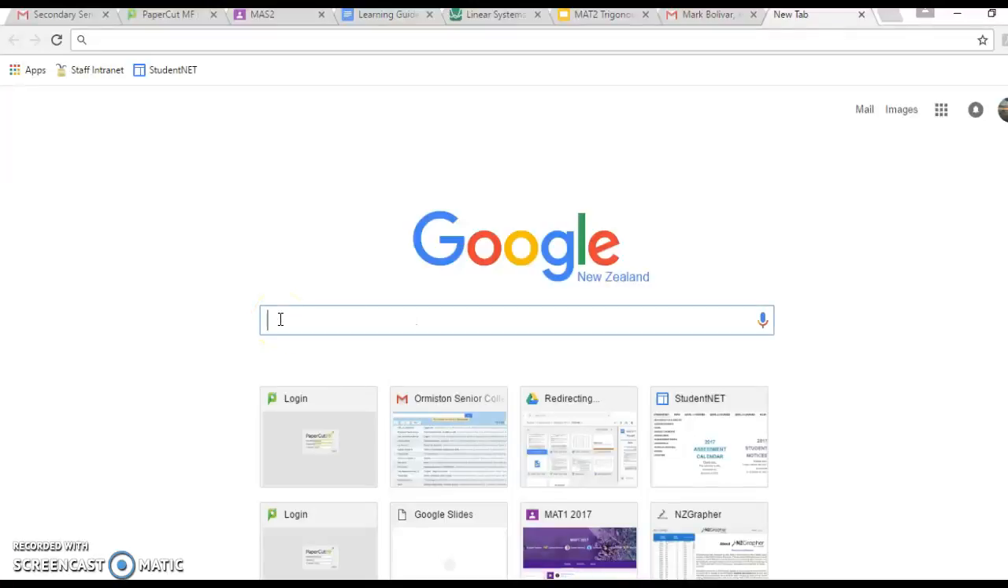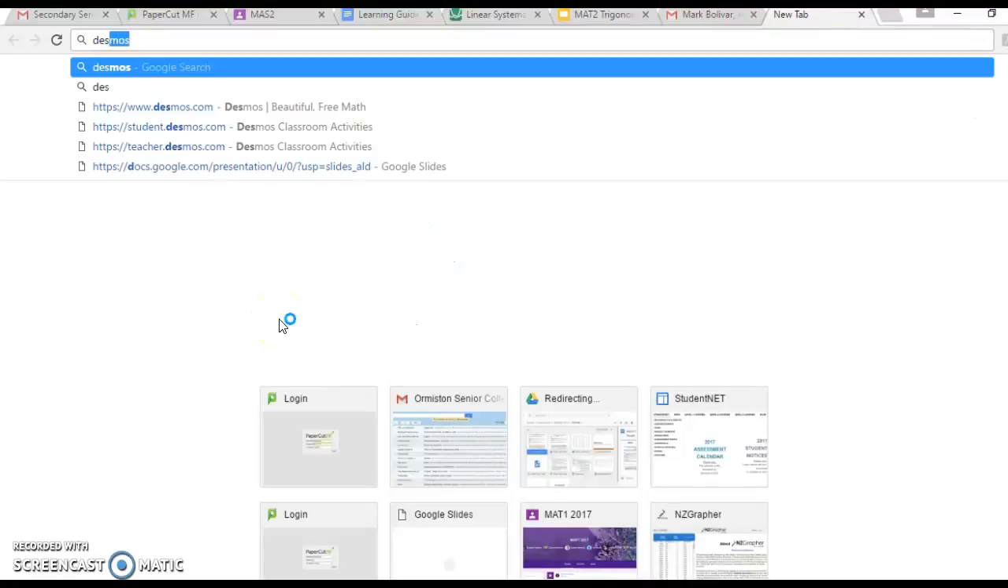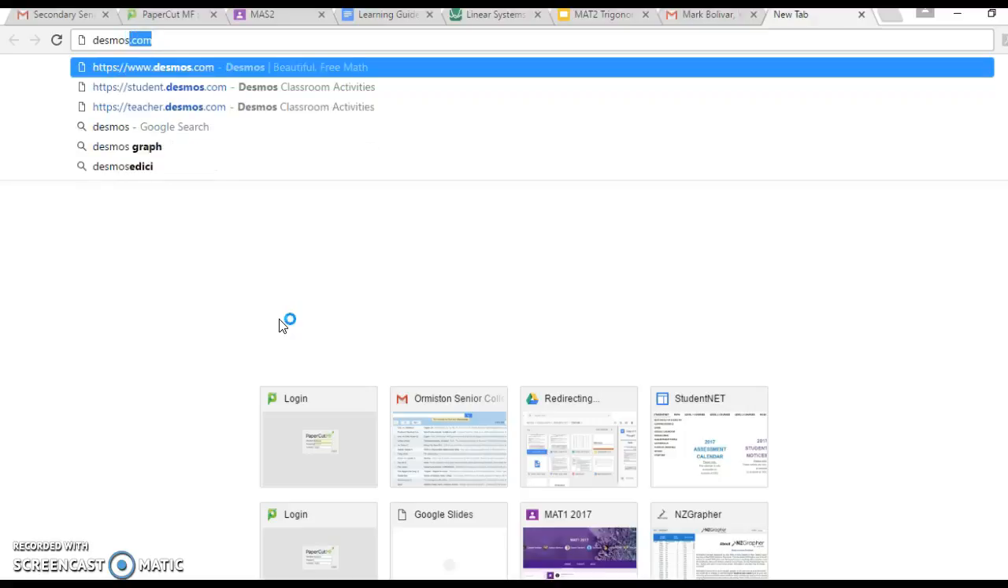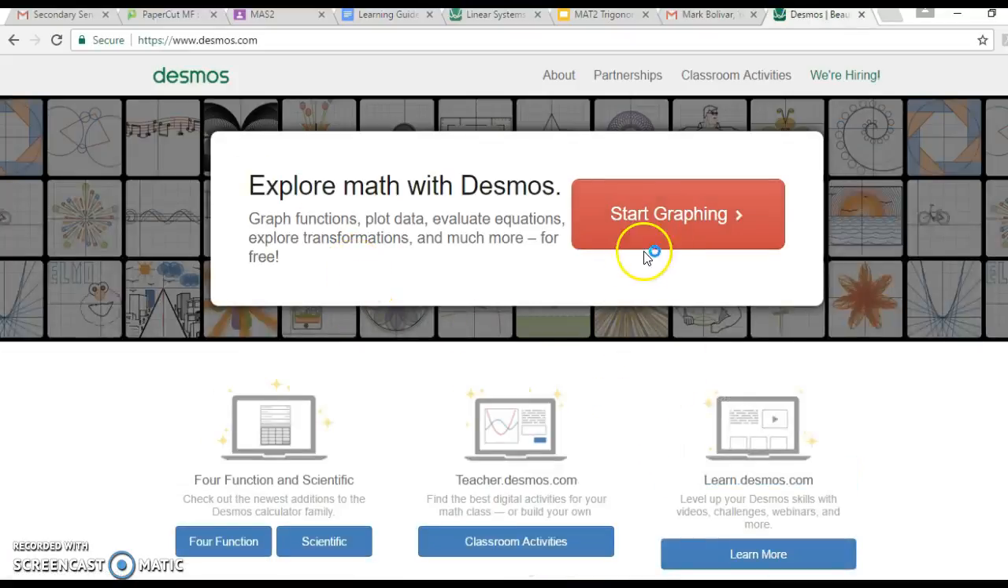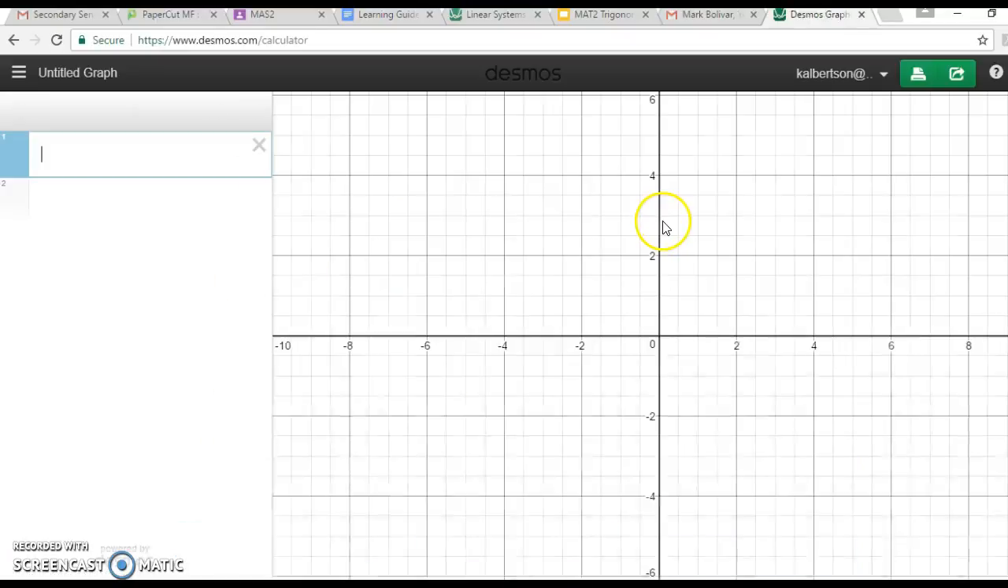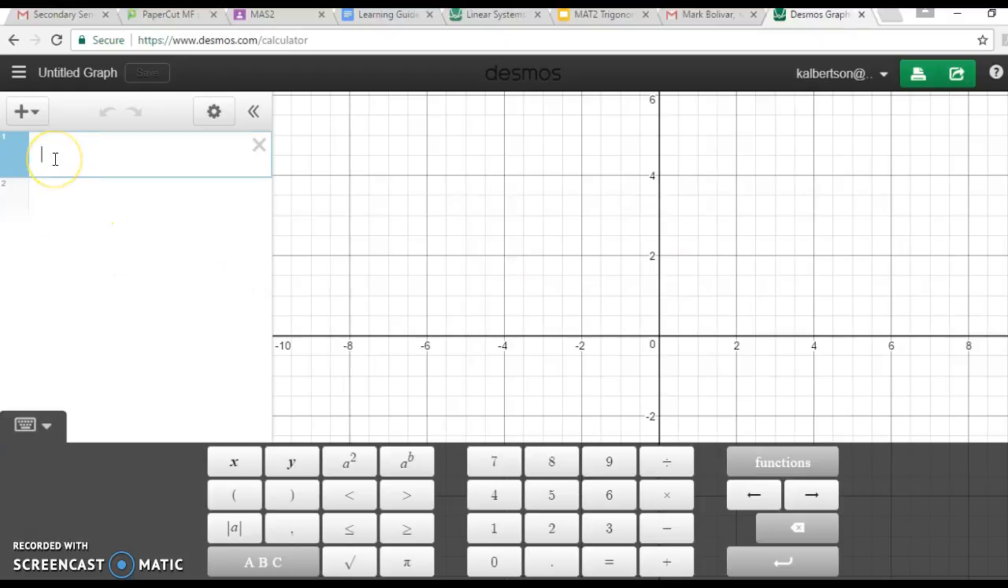So if you want to use Desmos to look at what happens to a parabola when you change things, then first of all locate Desmos and then start graphing, and we'll type in the basic parabola shape, and these wee things down here help you to type it in. y equals x squared. Okay, so the red one, y equals x squared.